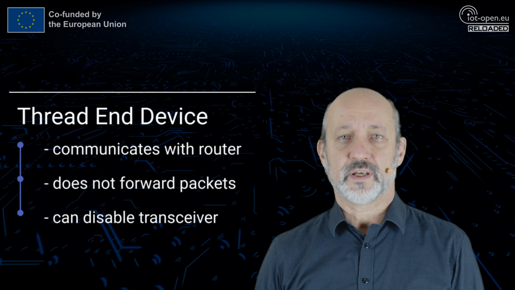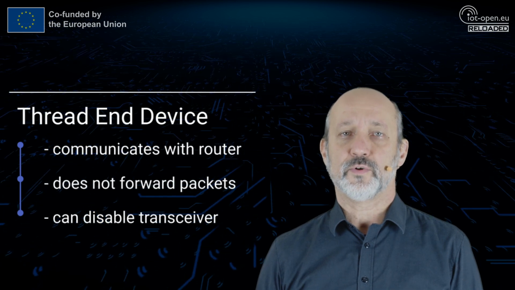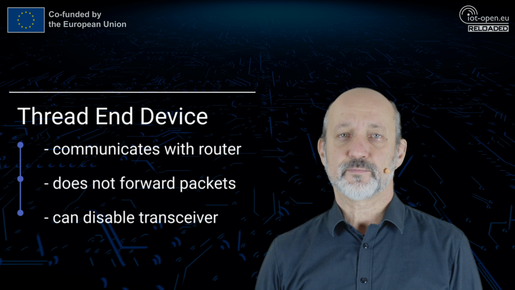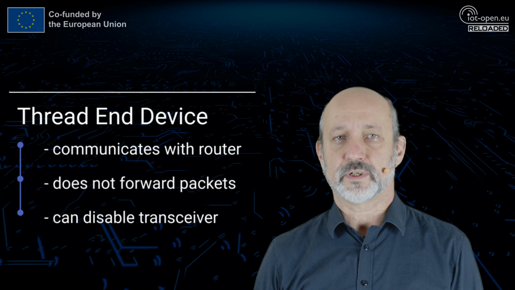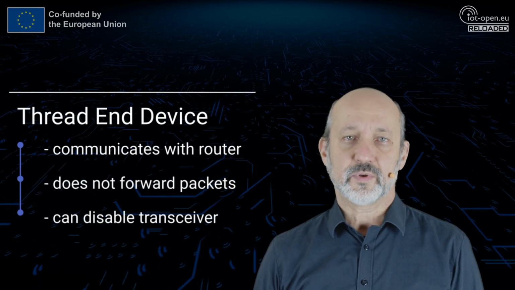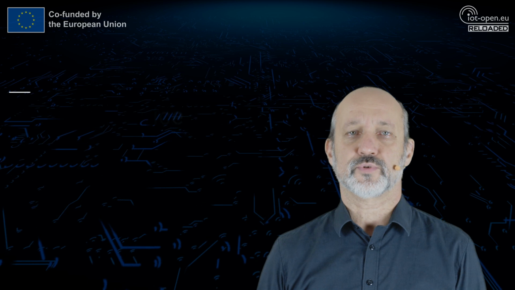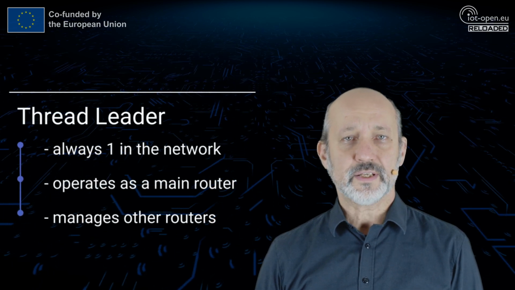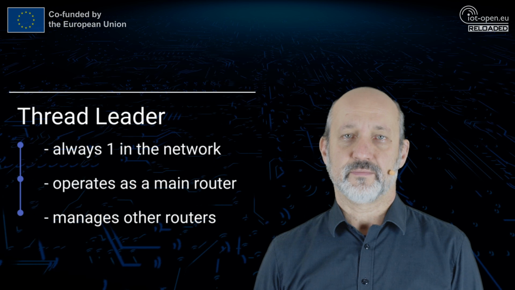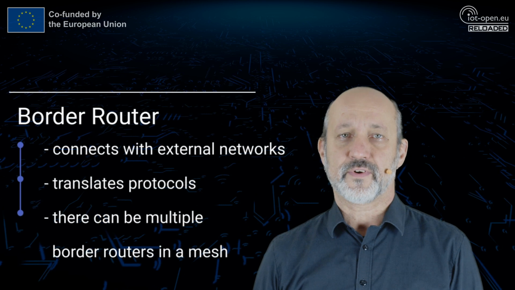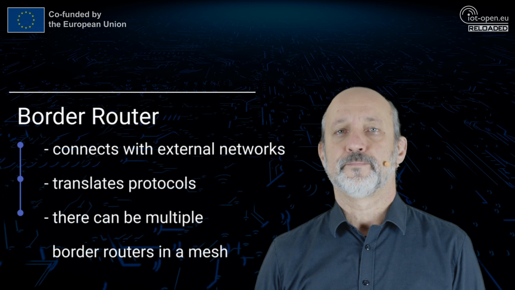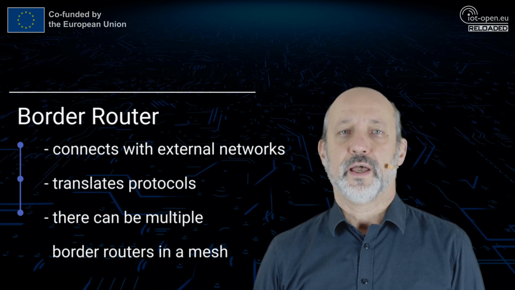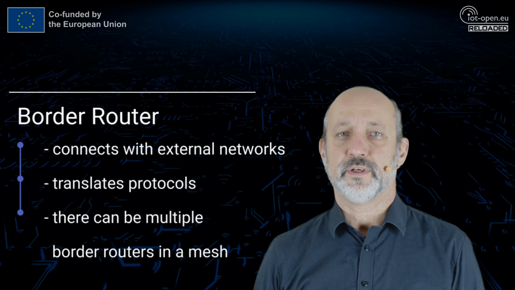It is worth mentioning that the end device communicates with only one router, which plays the role of its parent node. It doesn't forward packets for other devices in the network. End device can disable its transceiver to reduce power consumption. There is always one thread leader in the network which operates as the main router and manages other routers. To connect the thread network to external non-thread networks, the border routers are used. Any device can be the border router, and there can be multiple border routers in one network.